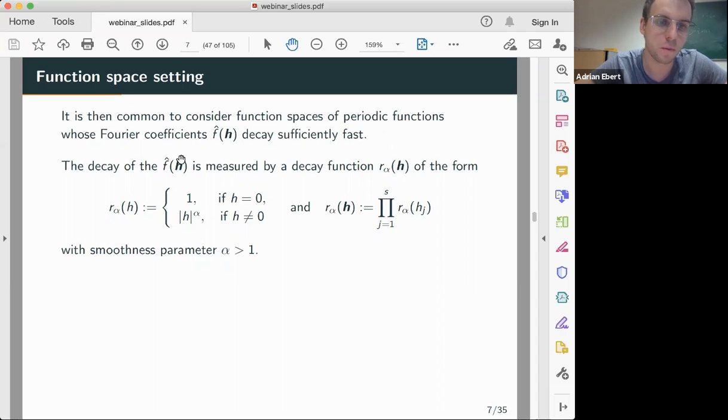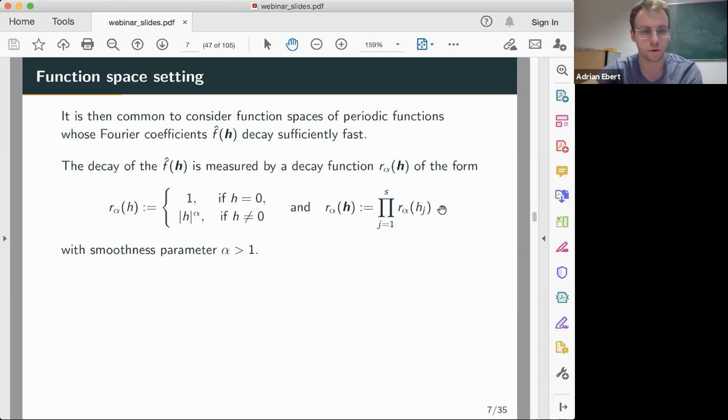And for this purpose, we usually measure this decay of the coefficients by a decay function, which we will call R alpha of h here. For the univariate case, this is basically given by this expression. So it's 1 if h is equal to 0, and otherwise it's the absolute value of h to the power of alpha. You can already see here that if the absolute value of h increases, then also R alpha of h increases. The multivariate generalization is given in this product form.